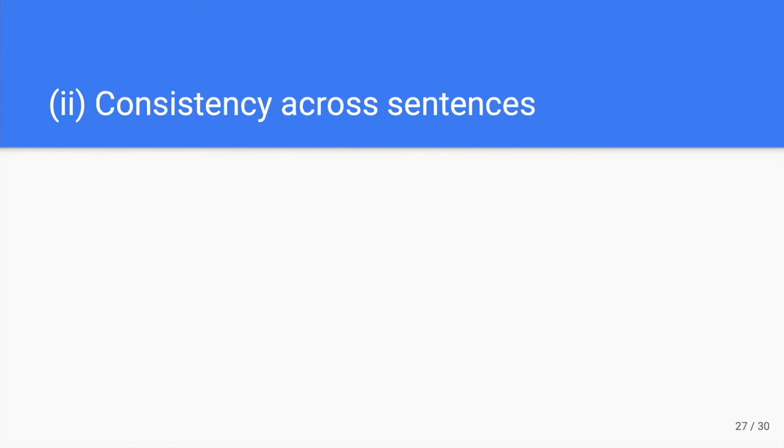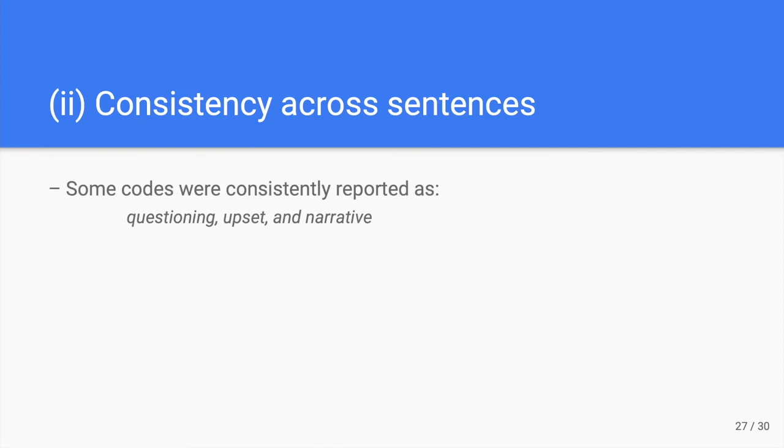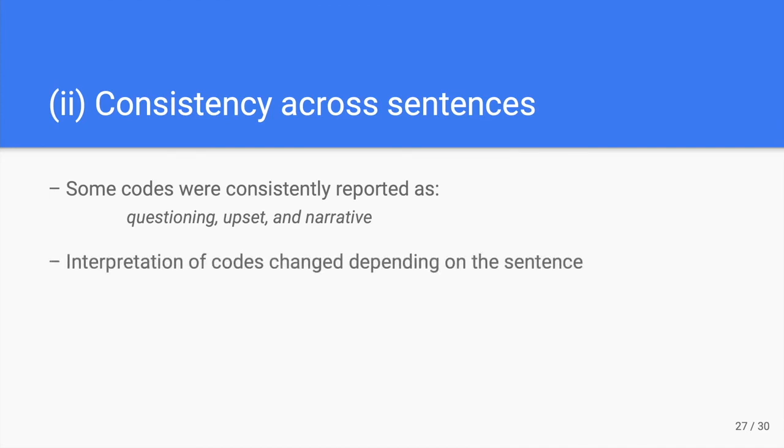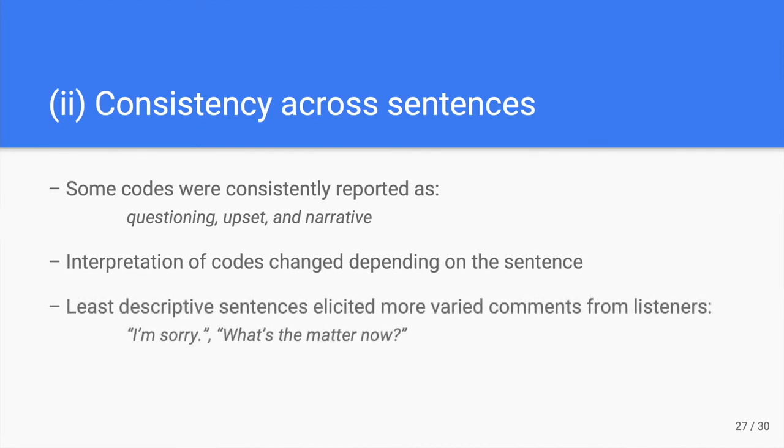Looking towards the consistency of our codes, we found that some were reported as questioning, upset, and narrative quite regularly. However, these were the terms used most often in general. Overall, the interpretation of the codes changed depending on the sentence. We did find that the least descriptive sentences elicited more varied comments and more comments in general from listeners. These were sentences such as, "I'm sorry," or "What's the matter now?" These were sort of ambiguous sentences that could act as carriers for many kinds of prosody.